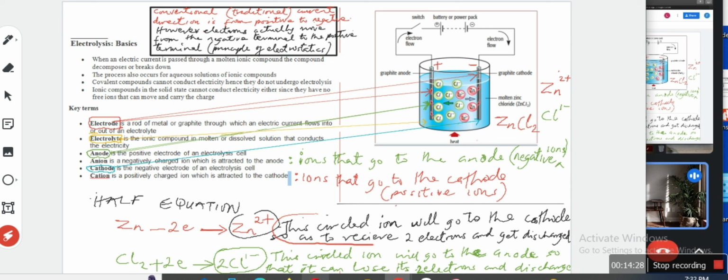Read what I wrote in black. This circled ion will go to the cathode so as to receive 2 electrons and get discharged. So this zinc 2 plus obviously will go to the cathode to get discharged. This Cl minus will go to the anode to also get discharged.